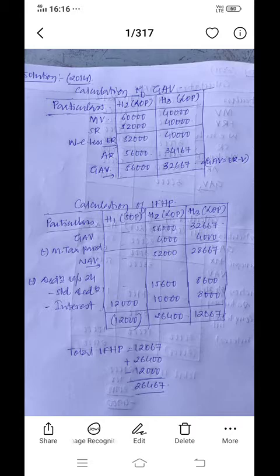34,167, that is the actual rent. I'm sorry, actual rent. So compare AR and ER. AR is greater than ER for house 2, so GAV is AR, 56,000. For house 3, AR is less than ER. AR is less than ER.